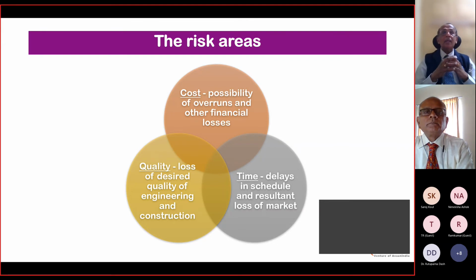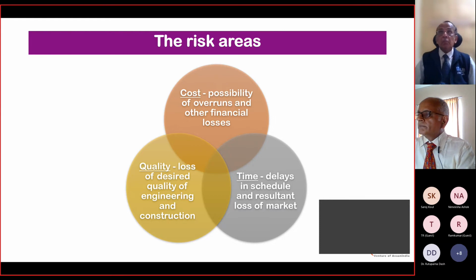Right. Now, quality, loss of desired quality of engineering and construction. This is a very important aspect. What happens is, especially when it's a firm price given by the seller, he has to abide by it. He has to provide quality products. Now he cannot raise the price. So what happens is, invariably, without anybody knowing it, they try to subsidize it in some way or the other.